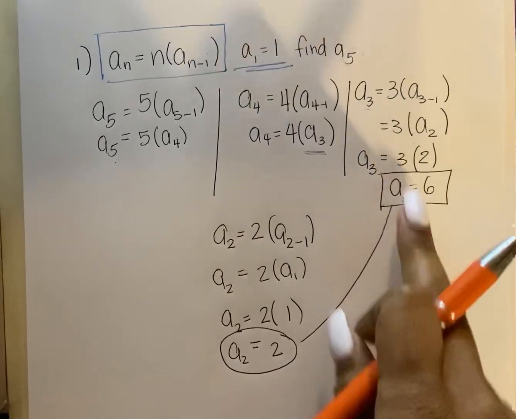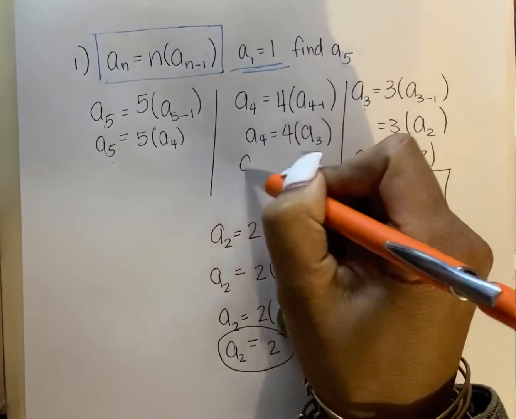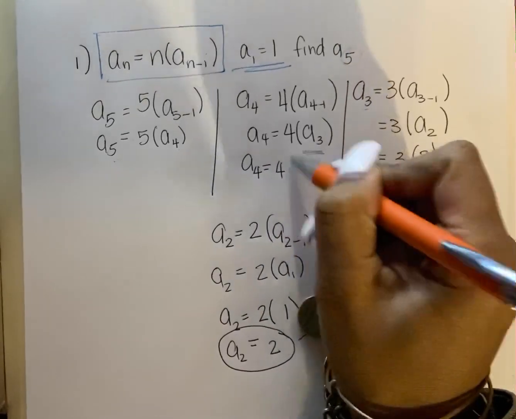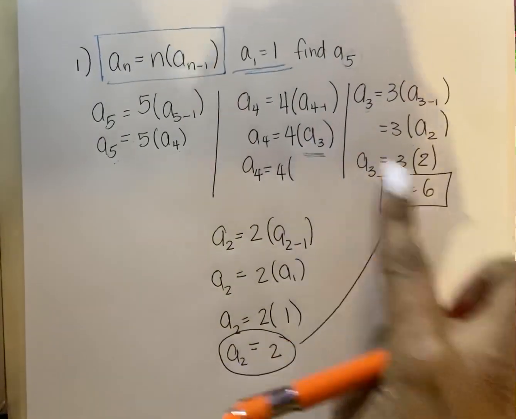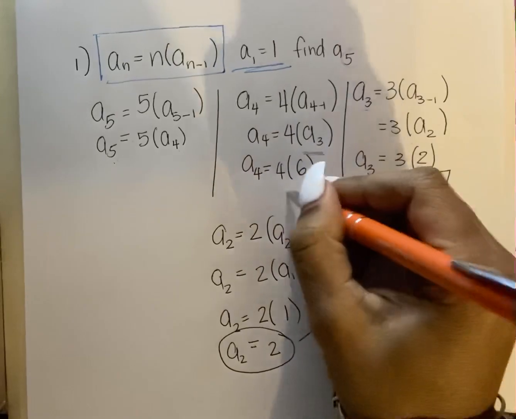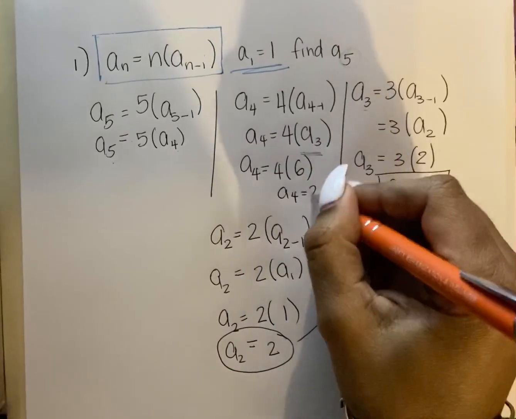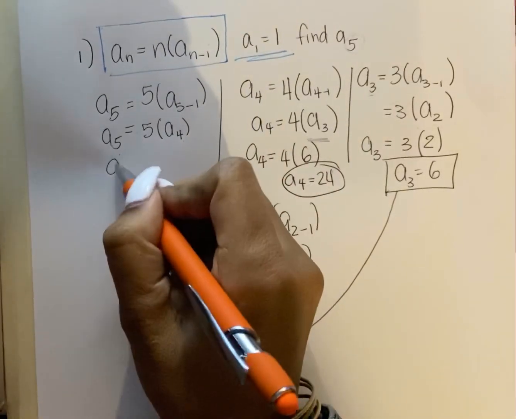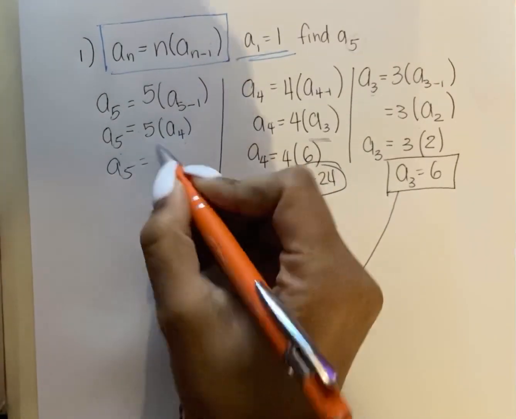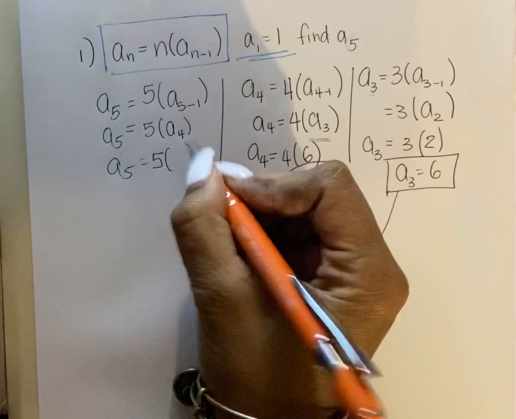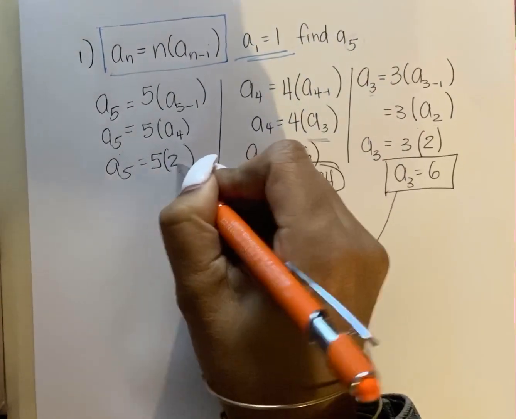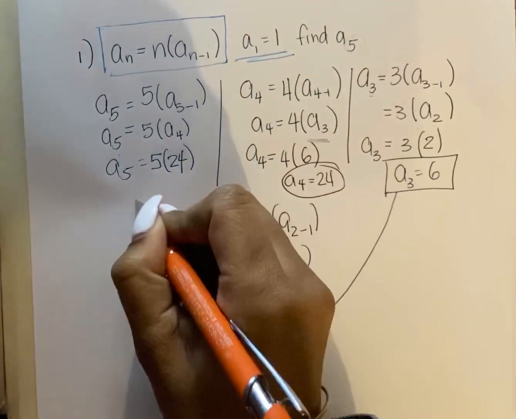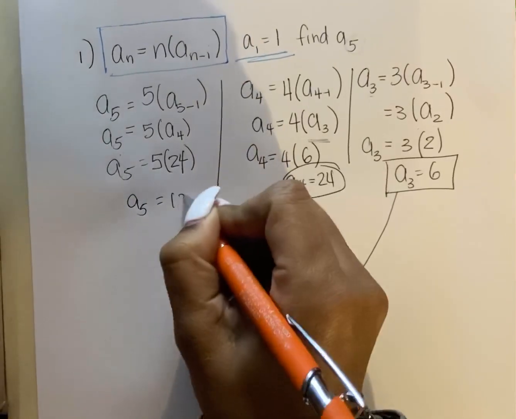So now I'm going to take my third term and then go here and substitute it in. So a of 4 is going to be 4 times my third term, which I now know is 6. So my fourth term, a of 4, is 24. I'm going to take that and substitute it in here. I know my fifth term depended on my fourth term. So it was 5 times my fourth term, which I now know is 24. So my fifth term is 120.